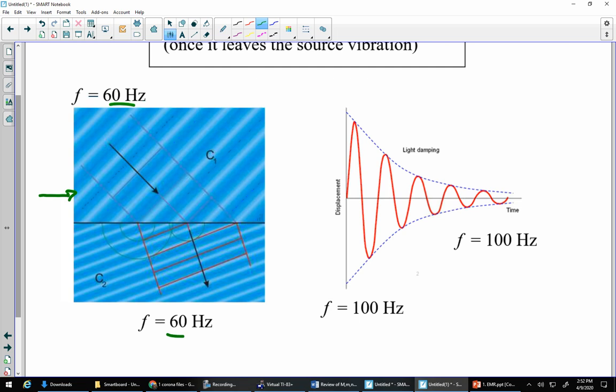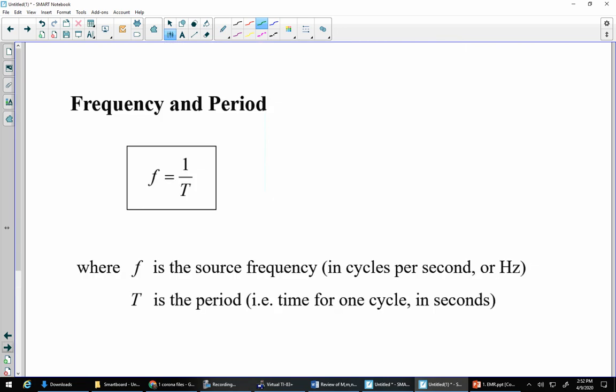Also, it doesn't matter if we lose energy. Again, that's the idea of damping, which you can kind of see right there. Remember, large amplitude means large amount of energy. When we damp a wave, that means it's losing its energy, and we'd see that amplitude get smaller. But again, it doesn't matter if it's 100 hertz before, it's 100 hertz after. Cool, so the frequency of a wave never, ever, ever changes after it leaves the source.